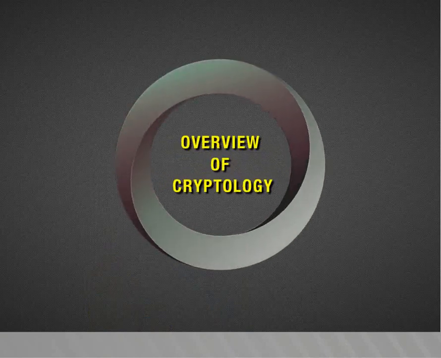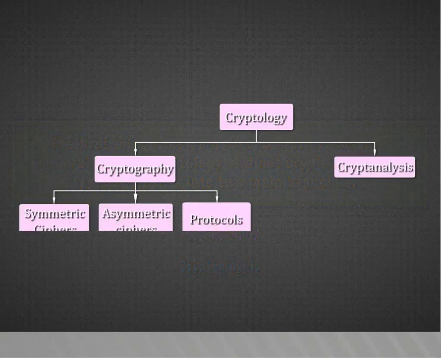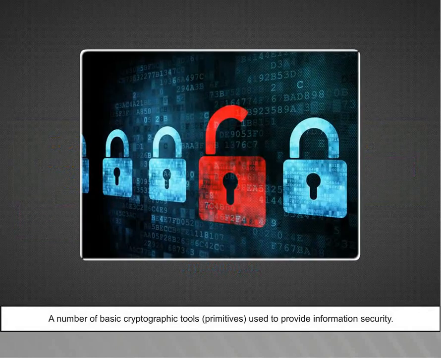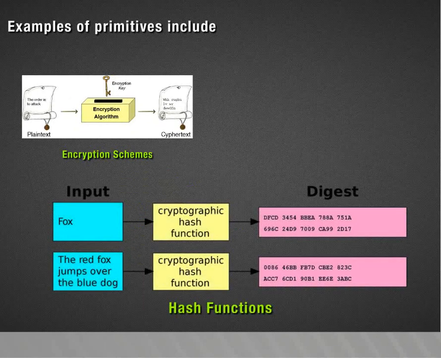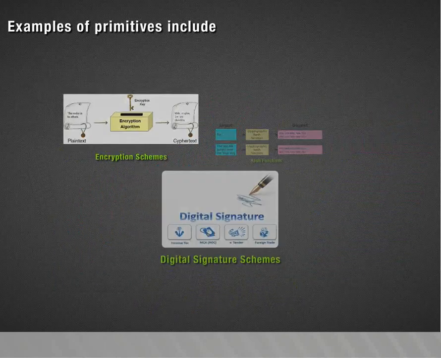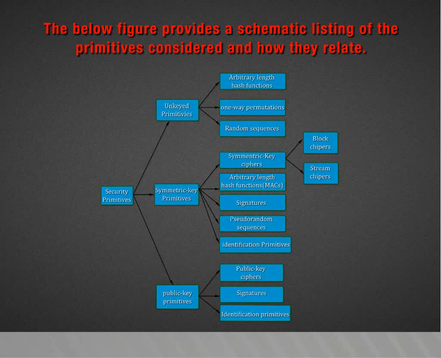Overview of cryptology. The first thing that we notice is that the most general term is cryptology and not cryptography. Cryptology splits into two main branches: cryptography and cryptanalysis. A number of basic cryptographic tools, that is primitives, are used to provide information security. Examples of primitives include encryption schemes, hash functions, and digital signature schemes. The below figure provides a schematic listing of the primitives considered and how they relate.